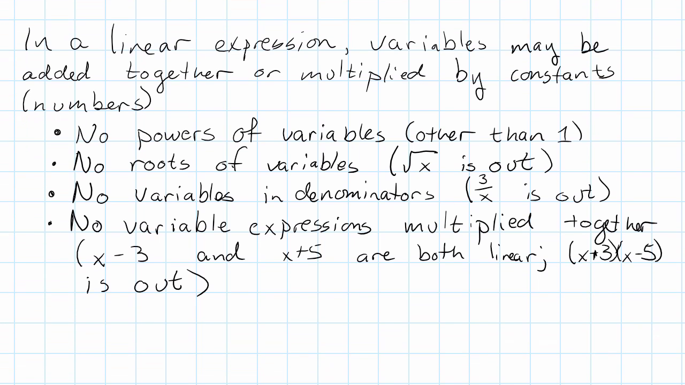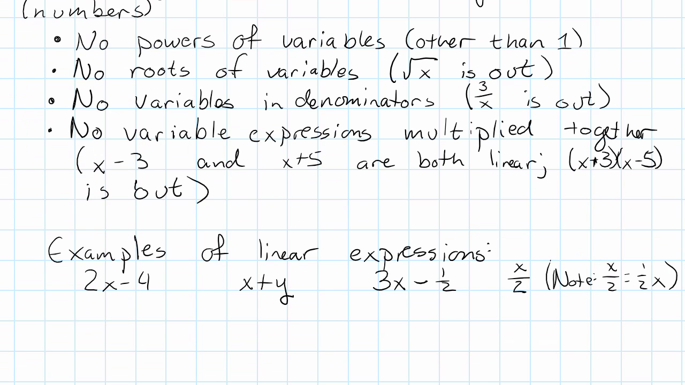So some examples of linear expressions: 2x minus 4, notice x is multiplied by a constant and then added to another constant, negative 4. x plus y, notice these variables are added together, that's fine. 3x minus a half, again, x is multiplied by a constant and then added to a constant. x over 2 is okay. Notice that x over 2 just means 1/2 times x.